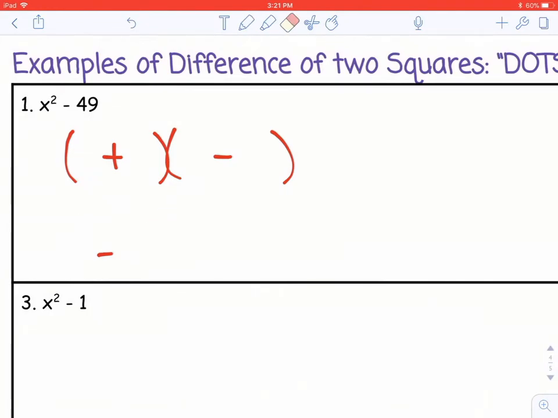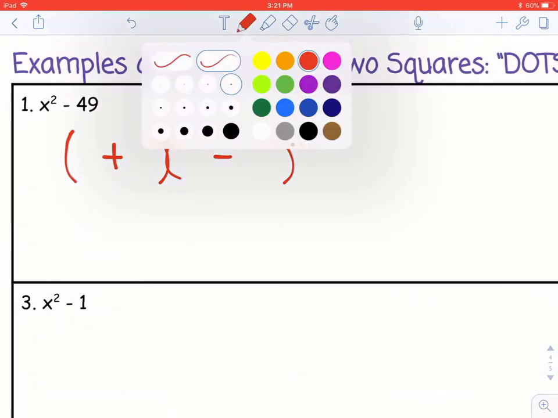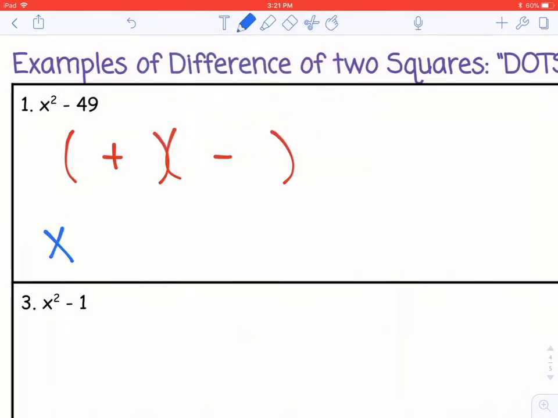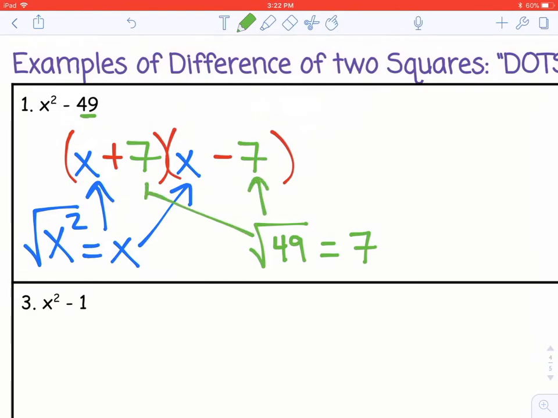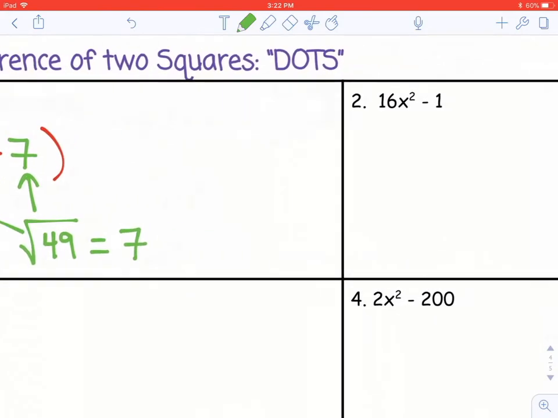I am going to grab a different color to help that stand out. So think of x squared, I'm just going to do it again. Take the square root of x squared, you get x. That needs to go in the first spot of each binomial. Then take the square root of that second term, so 49, just ignore the negative because you've already taken care of your signs. The square root of 49 is 7, so we need to put 7 in the second spot of each binomial, and that's it. Just one step. Let's look at example 2.